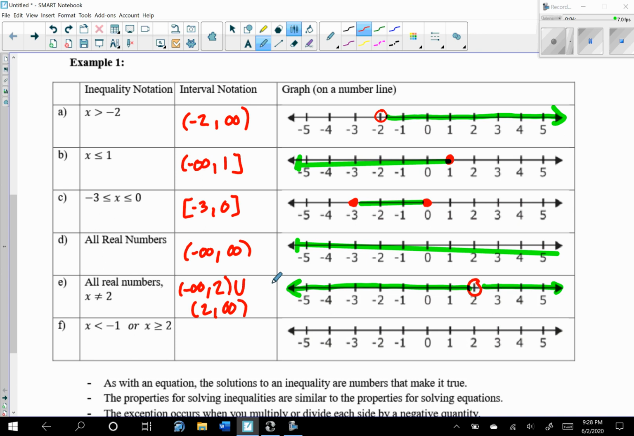For the next one, we have x is less than -1. So at -1, we have an open circle, and we are going to shade values that are less than that, so that goes to the left. And then we have or x is greater than or equal to 2, so here's 2, and then we shade to the right because we want numbers greater than that. And for this, we have then parentheses -infinity to -1, parentheses, union, bracket, 2 to infinity.